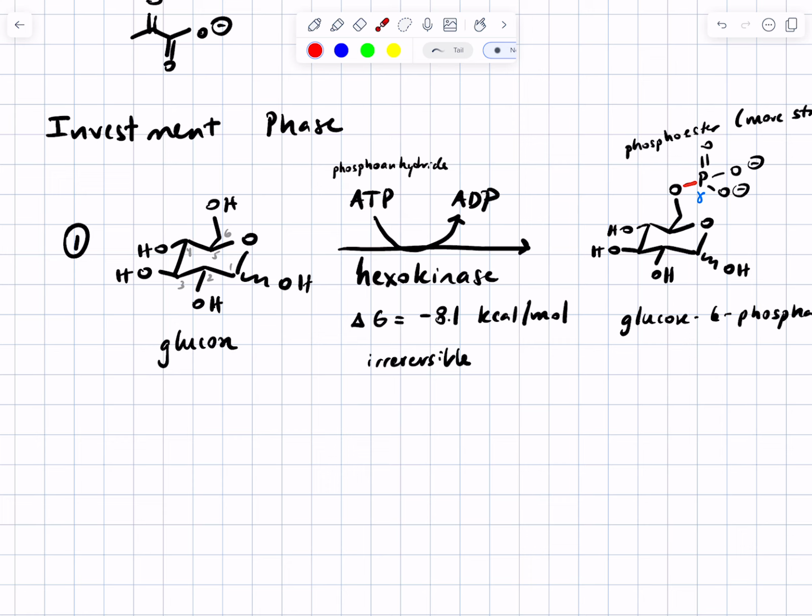Go ahead. Do you just use a base to deprotonate? Yeah, you'd need some base, probably from the enzyme. Yep, others?